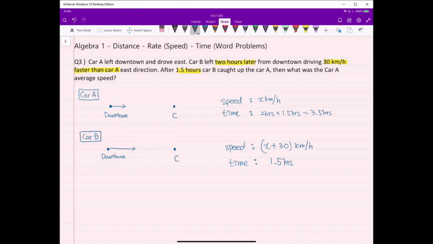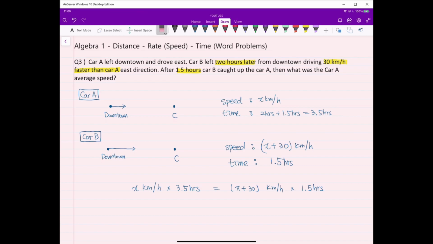Same rules apply here, that the products of speed and time for car A and car B are the same, as the travel distances are the same. Therefore, we can write the equation: x kilometers per hour times 3.5 hours is equal to (x plus 30) kilometers per hour times 1.5 hours.